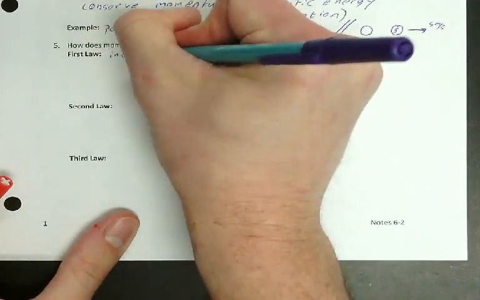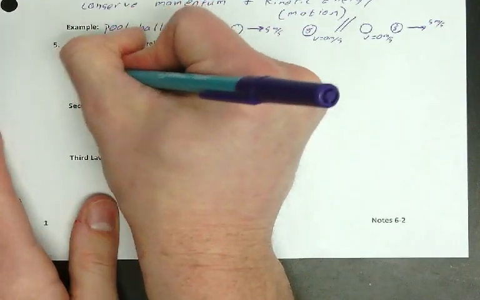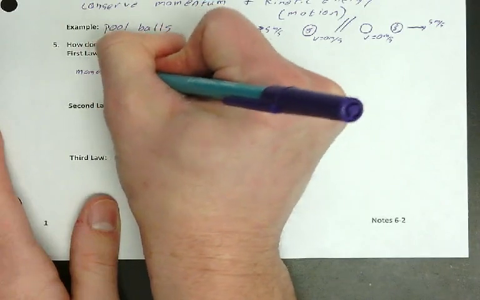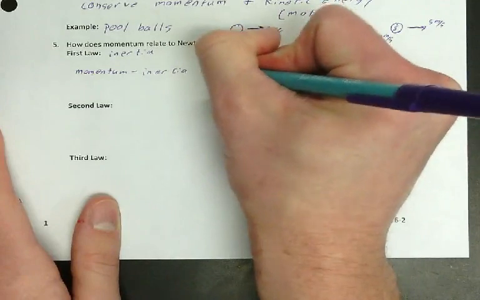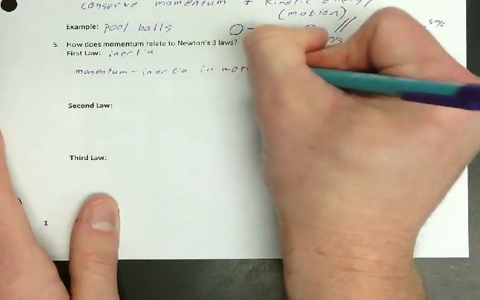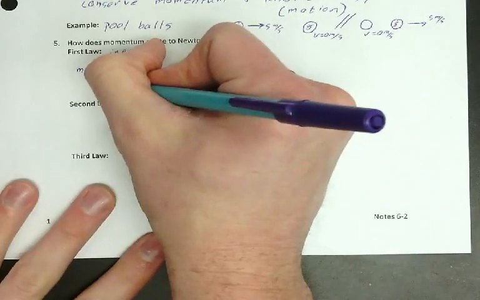Objects in motion remain in motion. Objects at rest remain at rest unless acted on by a non-zero net force. So, we've talked about momentum already this unit, and we gave the definition of momentum being inertia in motion. So it's a way to quantify inertia. If an object is not moving, its inertia in motion is 0. If it is moving, you multiply its mass and velocity. In other words, P equals mv.